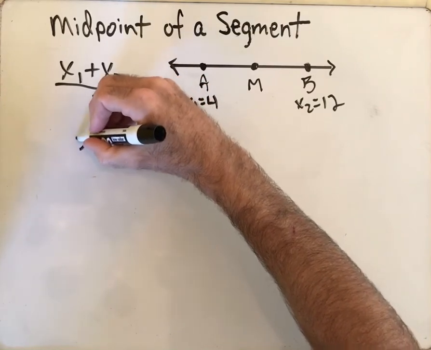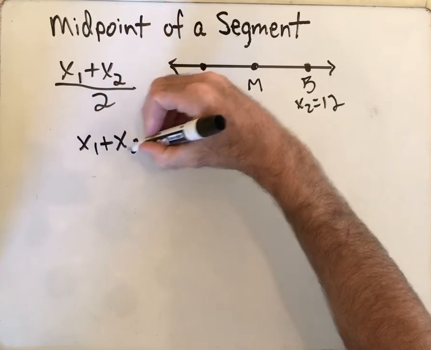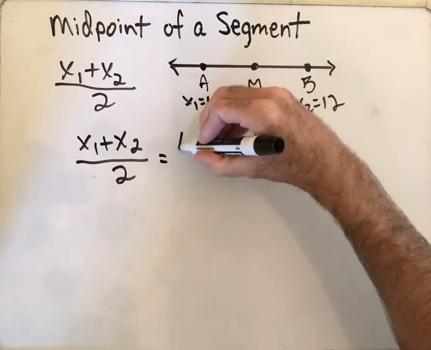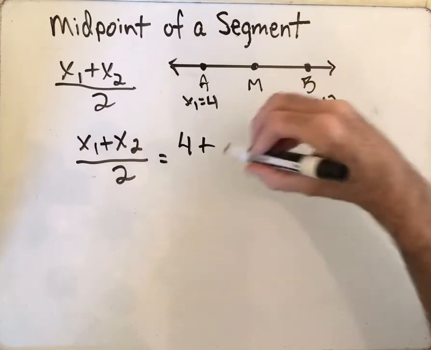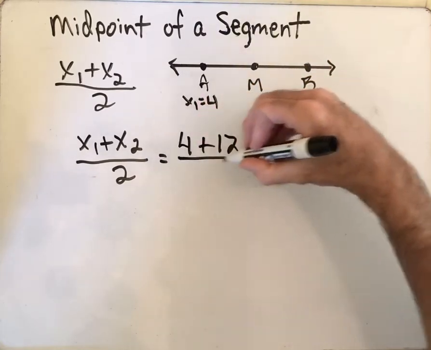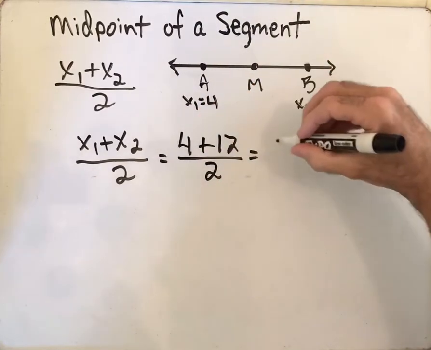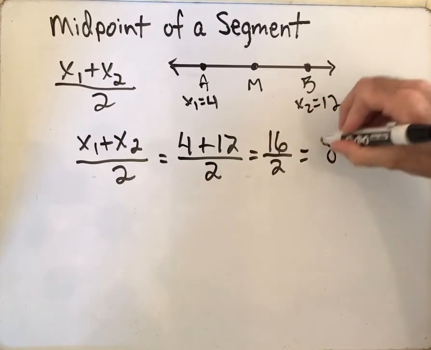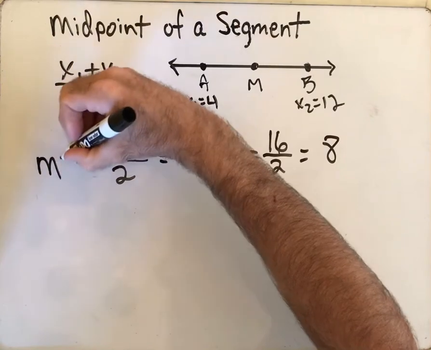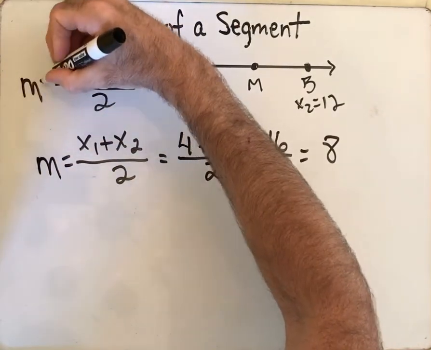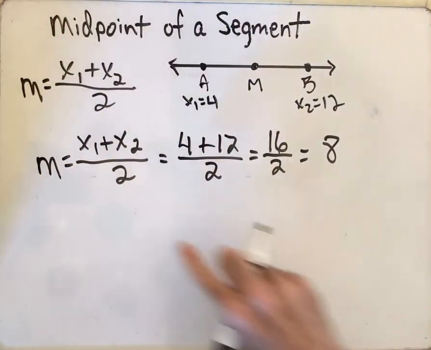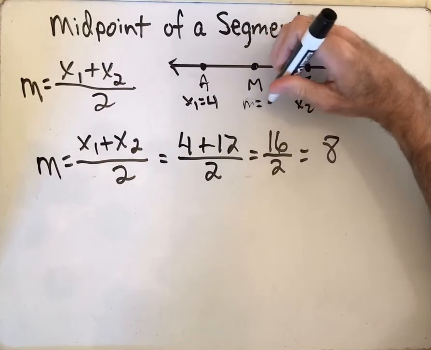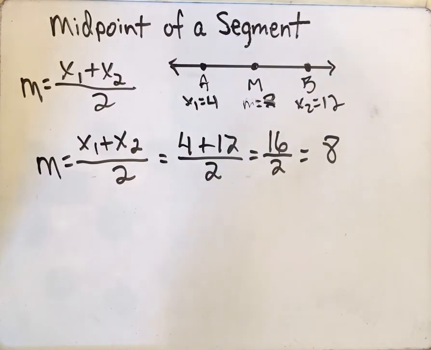We've got x1 plus x2 over 2 equals x1 is 4 plus x2 is 12, and we're going to divide that by 2. So 4 plus 12 is 16, divided by 2 equals 8. We're going to say m equals 8. So this midpoint equals 8. That's on a number line.